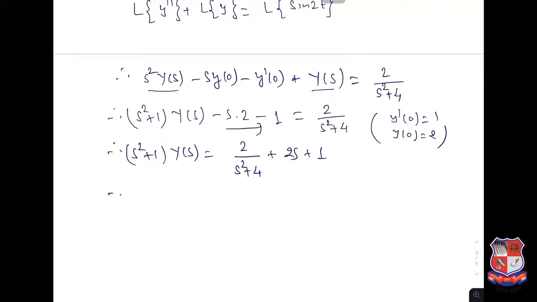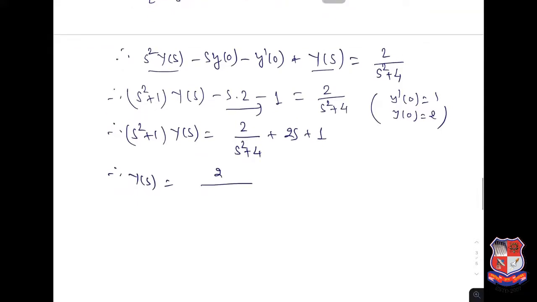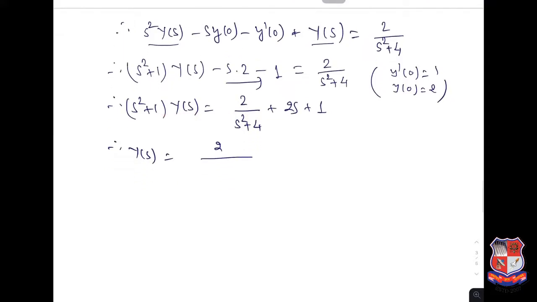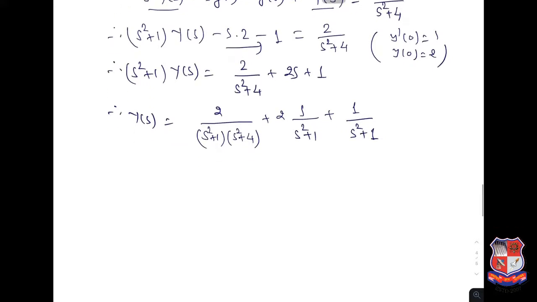Therefore Y(s) equals 2 over, now we take this s square plus 1 on this side, so 2 over (s square plus 1)(s square plus 4), plus 2s over s square plus 1, plus 1 over s square plus 1. We need to take care of the things so that the inverse Laplace transform we can find easily. Now this is not difficult to handle.